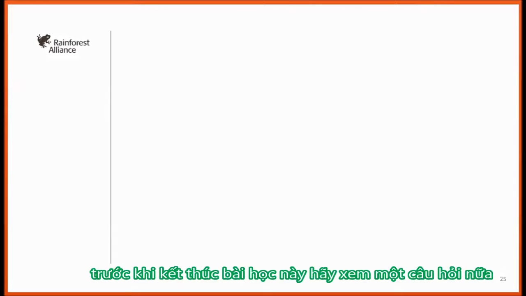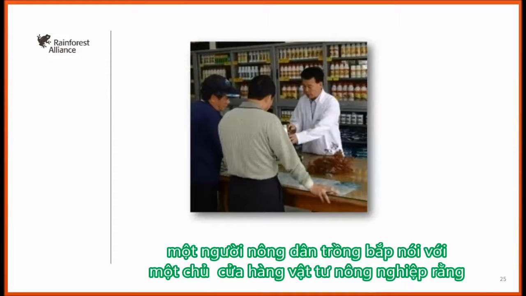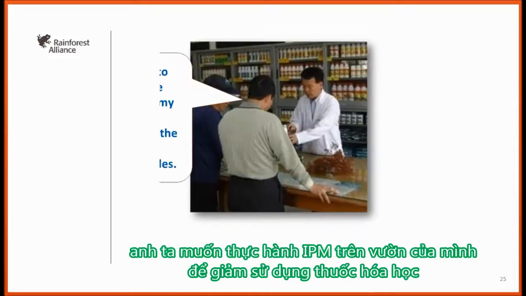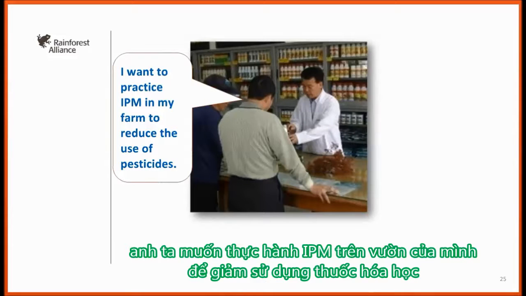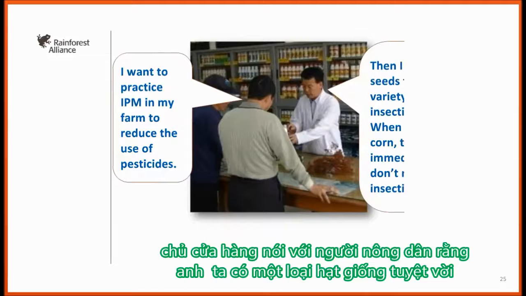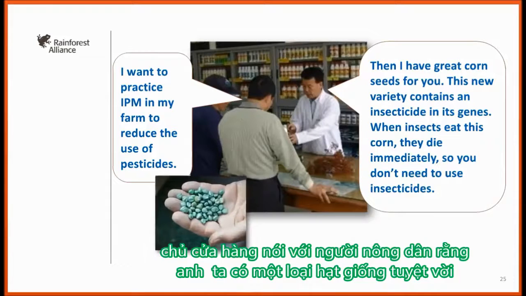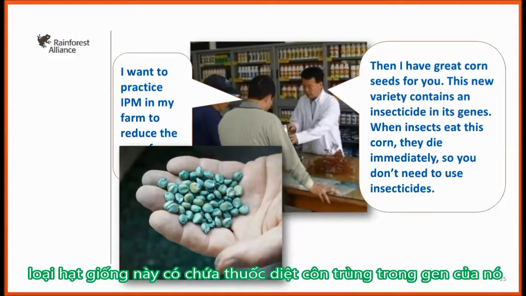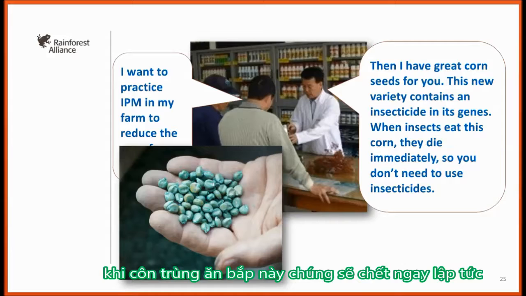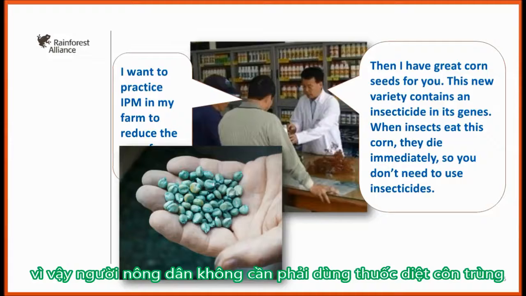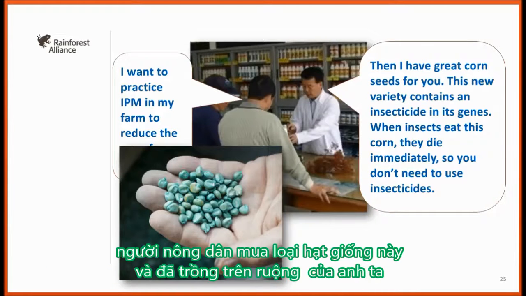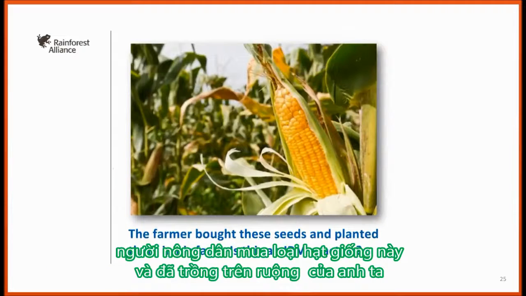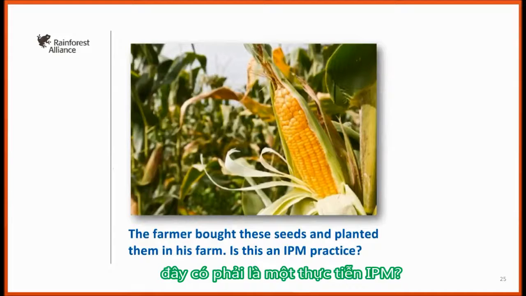Before closing the session, let's go through one more quiz. A corn farmer told an agriculture shop vendor, "I want to practice IPM in my farm to reduce the use of pesticides." The vendor said to the farmer, "Then I have a great corn seed for you. This new variety contains an insecticide in its genes. When insects eat this corn, they die immediately, so you don't need to use insecticides." The farmer bought these seeds and planted them in his farm. Is this an IPM practice?